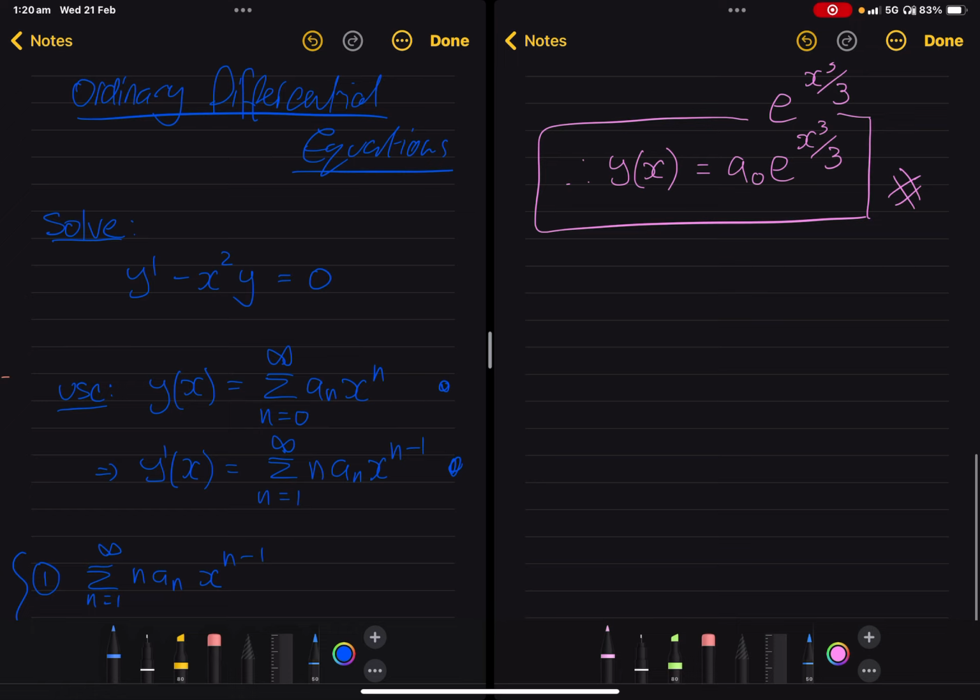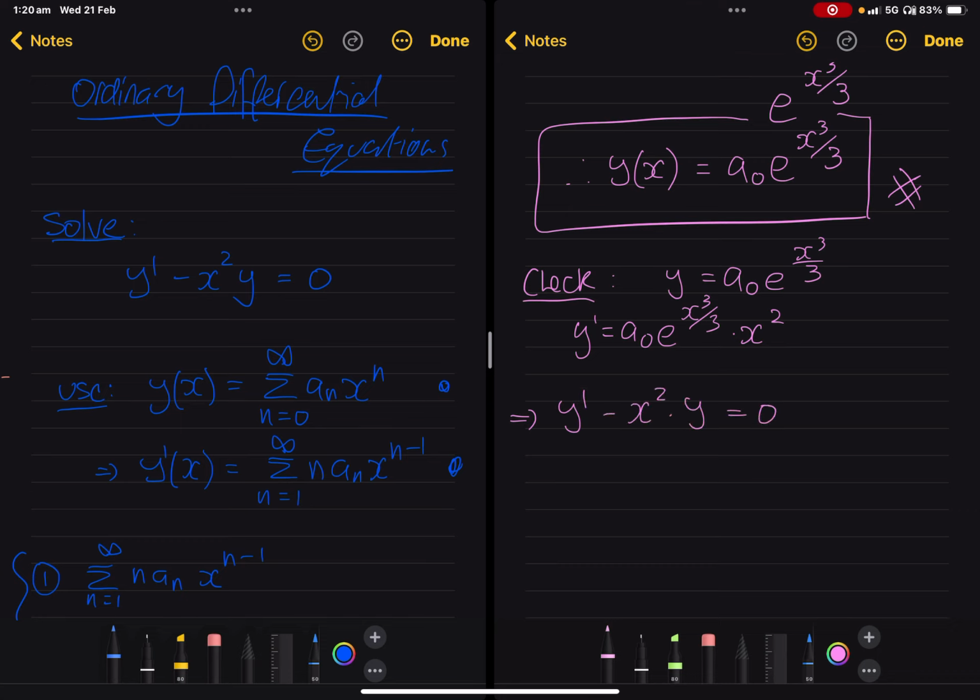We want to check. So we need the function. The function y is some constant a0 times e to the x cubed on 3. The derivative, y prime, is going to be a0 times the derivative of this, which will be e to the x cubed on 3, multiplied by the derivative of the power. That will be 3x squared on 3, that will be x squared, so times x squared. So then we're going to plug this in. We get y prime minus x squared times y is equal to 0.